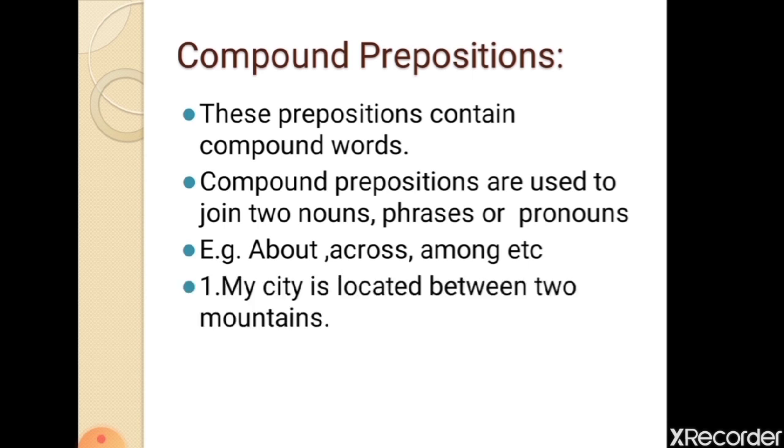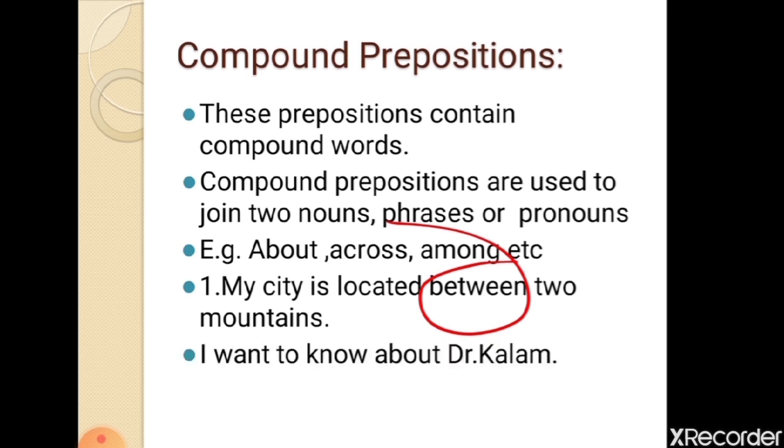Examples: the first one is, my city is located between two mountains. So, here between describes the relation between my city and mountain, and hence between is a preposition. I want to know about Dr. Kalam. Here about shows the relation between I want to know and Dr. Kalam, hence it is a preposition. About is a linking word here. So it shows relation, and that's why between and about are compound prepositions.